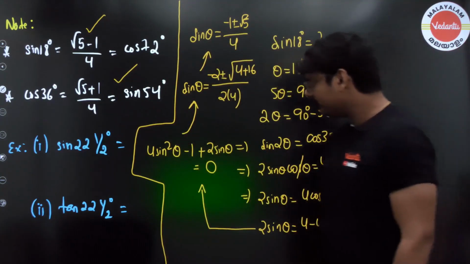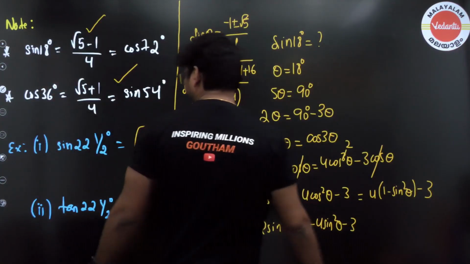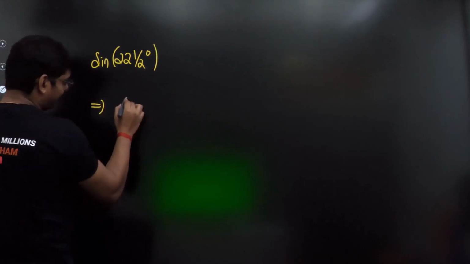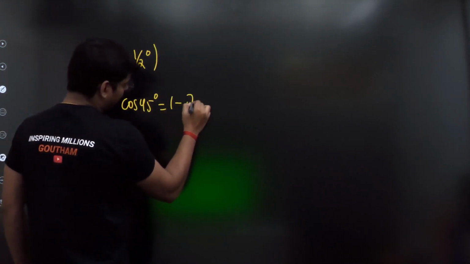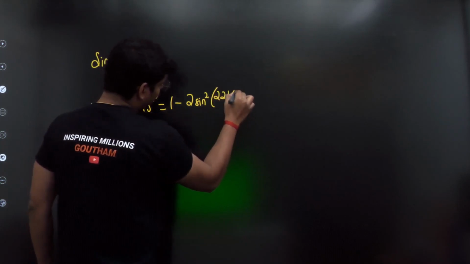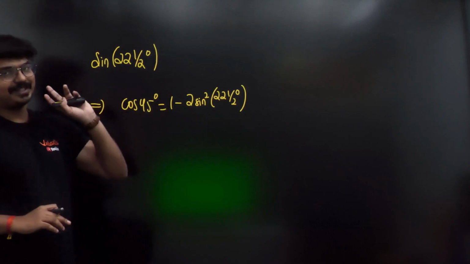Okay. Now let's say you want to figure out what is sine 22 and half and tan 22 and half. Now how do you do this, guys? Let me ask you, how do you find out sine 22 and half degrees? Okay. Now what I'll be doing is, I know that cos 45 degrees can be written as 1 minus 2 sine square 22 and half degrees. Yes or no? Cos 2 theta equals 1 minus 2 sine square theta formula.